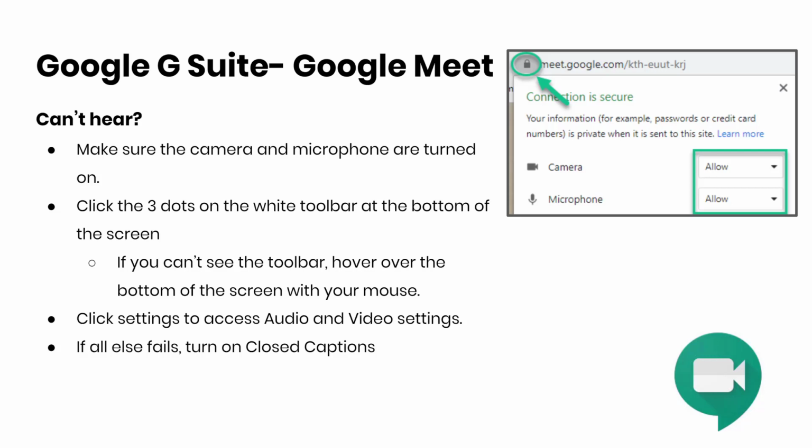To troubleshoot a few things, if you can't hear, make sure the camera and microphone are turned on. Another way is to click the three dots on the white toolbar at the bottom of the screen. If you can't see the toolbar, hover your mouse over the bottom of the screen. Click Settings to access the audio and video settings. If all else fails, turn on closed captions.